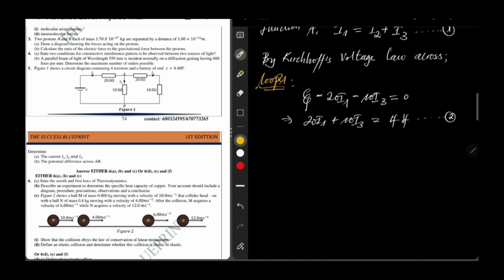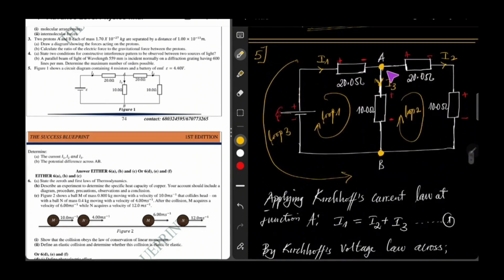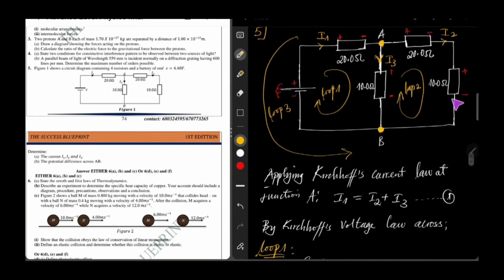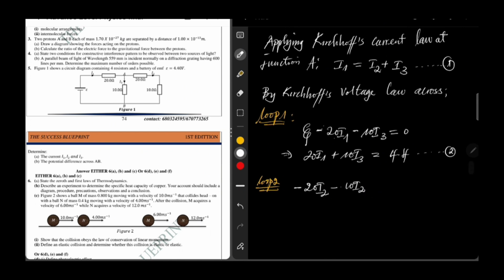Same, if we apply Kirchhoff's voltage law across loop 2 in the direction indicated, let's start at junction A. At junction A, we're moving in the direction of current, so the potential drop here will be negative. Likewise for the 10 ohm resistor. So we're going to have negative 20 I2 minus 10 I2.